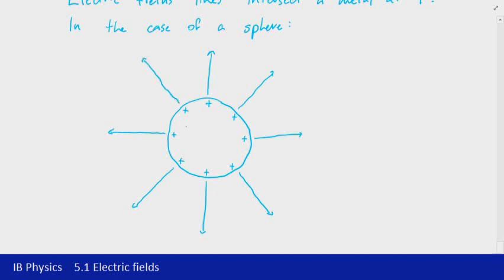But if we were to map what would happen on the inside, we'd actually find that all of those components would cancel. So inside the sphere, there is no field. But outside, it resembles a radial field, so that idea of the field lines being directed away. It's a radial field centered on the center of the sphere.